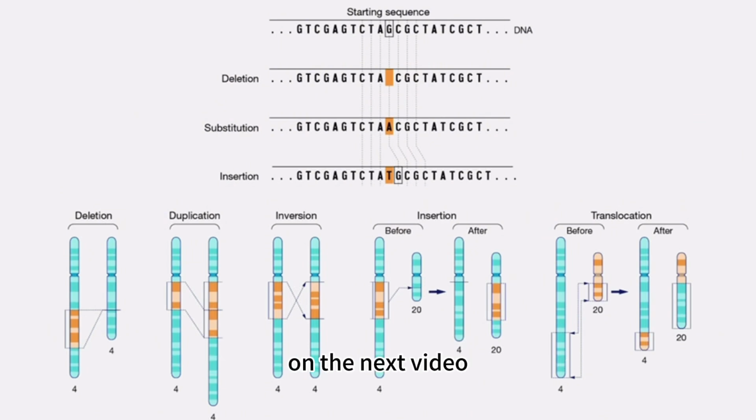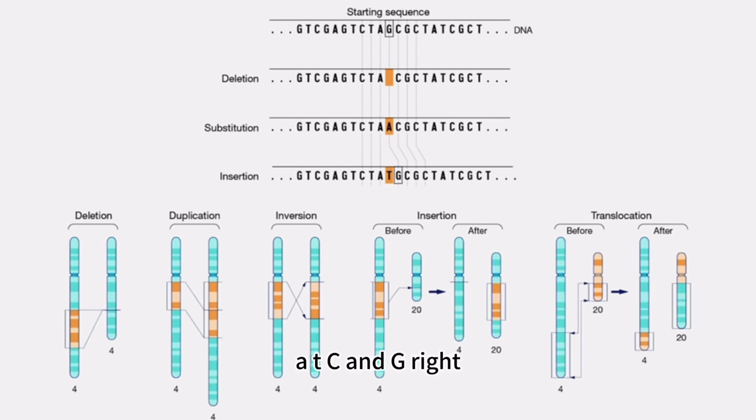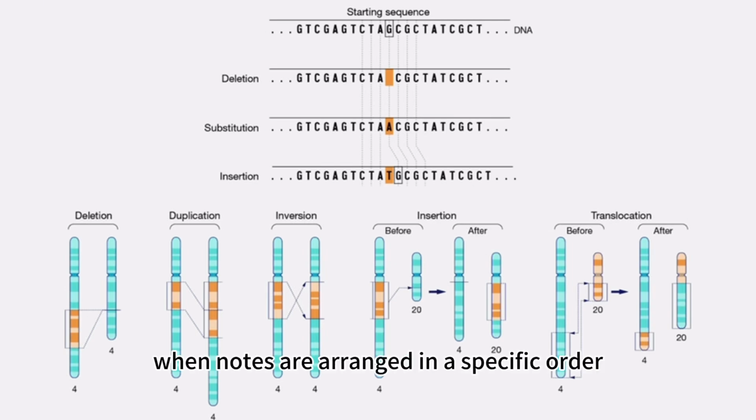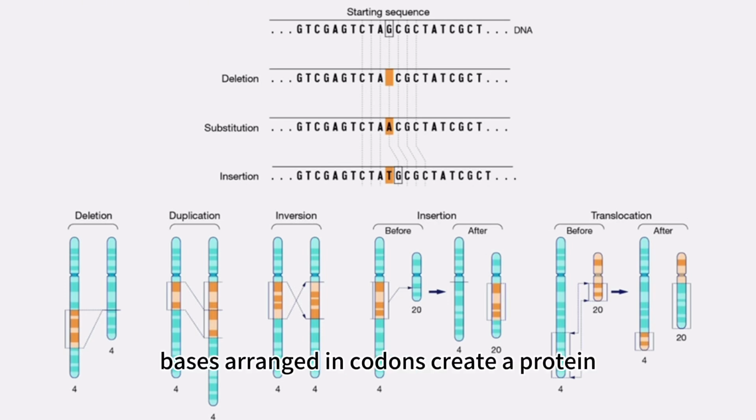In the next video, I'm going to explain mutations using an analogy of music. You see, music is made of notes, just like DNA is made of bases. A, T, C, and G, right? When notes are arranged in a specific order, they create a melody. Just like DNA bases arranged in codons create a protein.